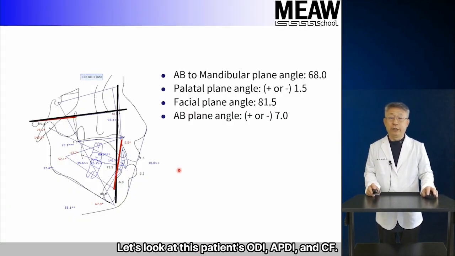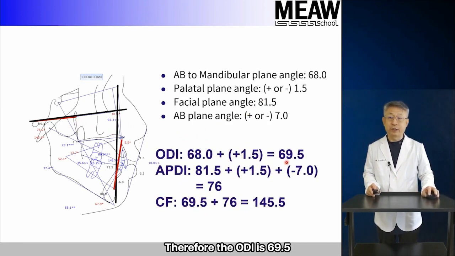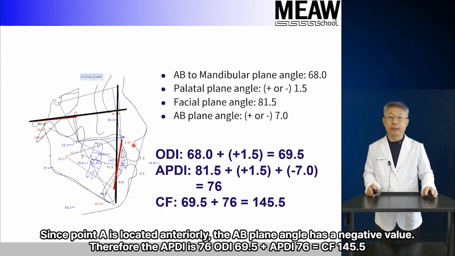Let's look at this patient's ODI, APDI, and CF. The AB to mandibular plane is 68 degrees. Because the ANS is located downward, the palatal plane has a positive value. Therefore, the ODI is 69.5. Since point A is located anteriorly, the AB plane angle has a negative value. Therefore, the APDI is 76. ODI 69.5, APDI 76, CF 145.5.